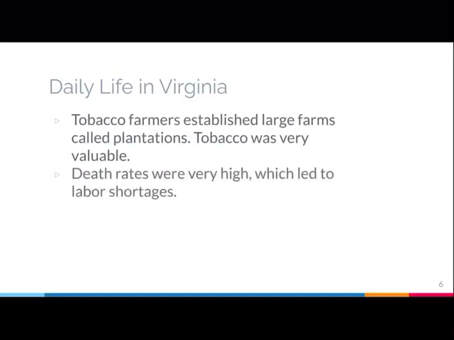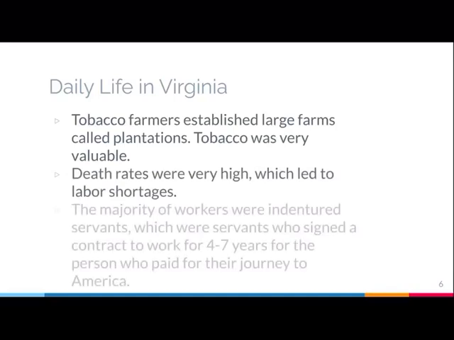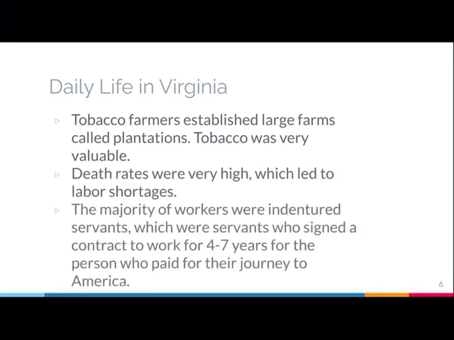Death rates, though, were very high, which led to labor shortages, right? With disease and all these other things still going around, death rates were very high. Well, there was still a need for labor. And so a majority of workers, especially at first, were indentured servants.